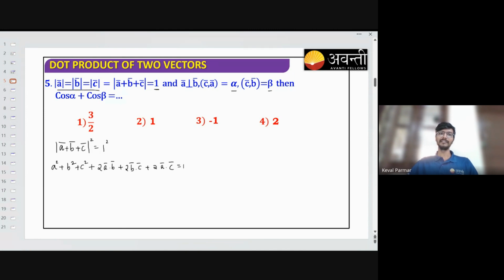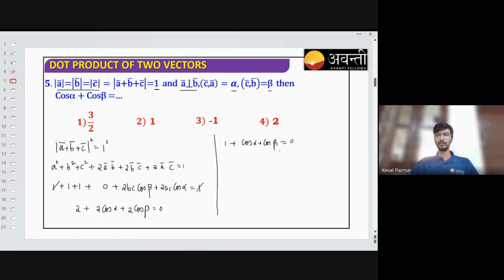Now, we have been given that the magnitudes of A, B and C are 1. So this will be 1 plus 1 plus 1 plus 0. Why 0? Because A is perpendicular to B. Plus 2BC cos beta, because the angle between C and B is beta, plus 2AC cos alpha is equal to 1. So 1 and 1 will get cancelled. I'll get 2 plus 2 cos alpha plus 2 cos beta is equal to 0. I can cancel out 2, so I'll get 1 plus cos alpha plus cos beta is equal to 0. That means cos alpha plus cos beta is equal to minus 1. What is my option, guys? It is option C, the third one. Correct. Let's see the next question.